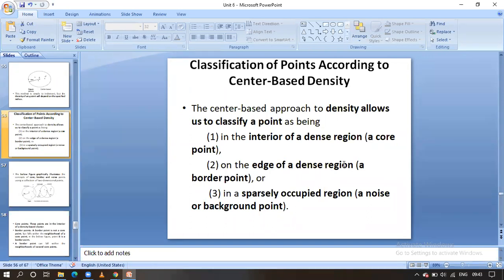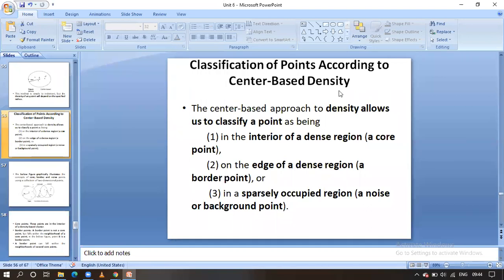When we draw a circle, the points at the edge we call border points. The third one is the empty, unoccupied region, meaning the points that are outside of the dense region we call noise or background points.